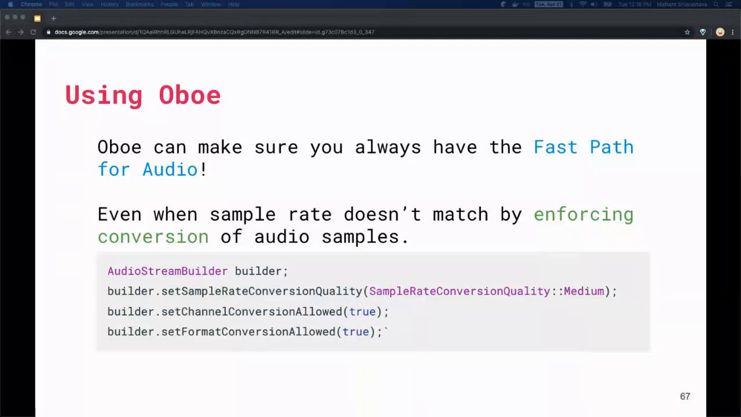The reason it is opt-in is because this involves a certain CPU overhead, and we don't want to impose this on developers, right? So that's why you basically tell Oboe that if you don't get the fast path, then you should go on to convert the sample rate, the channel, and the format. All of these conversions are allowed. Just go ahead and do it and give me the fastest path possible.